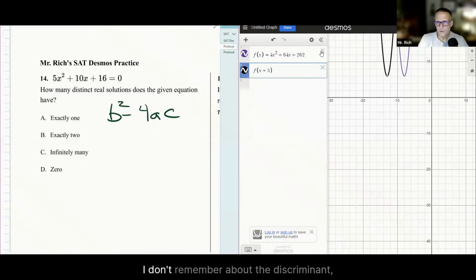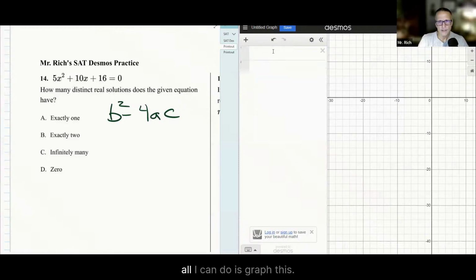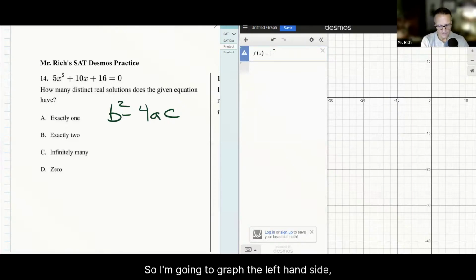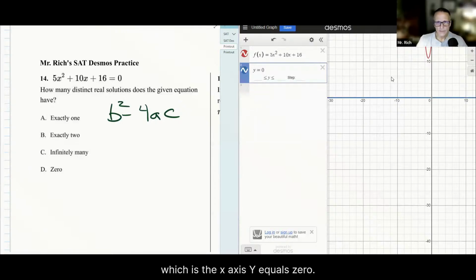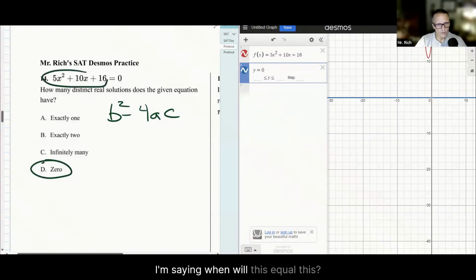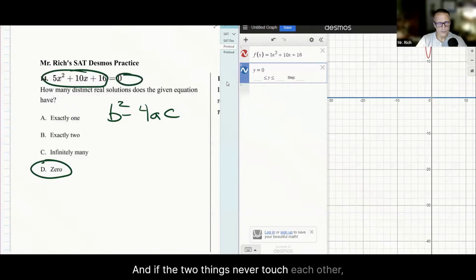But if you're like, I don't remember about the discriminant, I don't know, all I can do is graph this. So I'm going to graph the left-hand side, and graph the right-hand side, which is the x-axis, y equals 0. They never intersect one another. Therefore, there are no solutions, right? I'm treating this as a system. I'm saying, when will this equal this? And if the two things never touch each other, that means there's no solution, 0 real solutions.